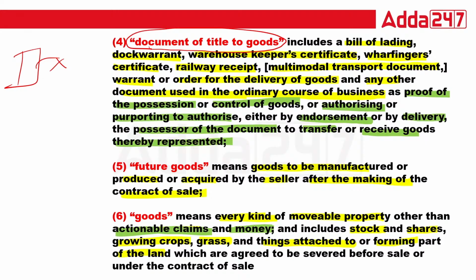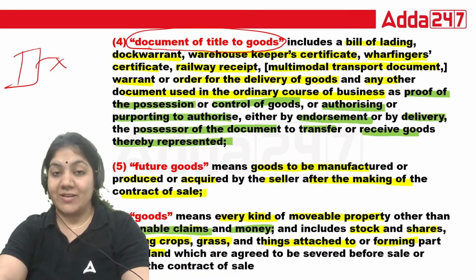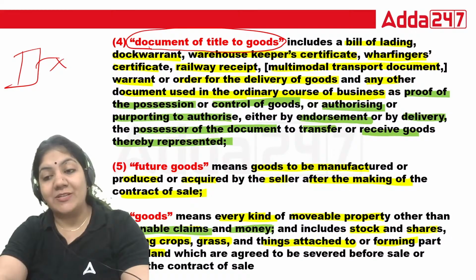So in the Sale of Goods Act, basically the movable goods come into the picture. And if we talk about the Transfer of Property Act, immovable property is dealt with there.